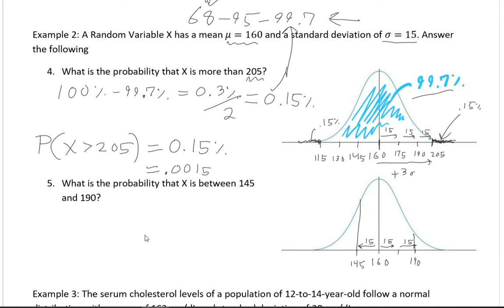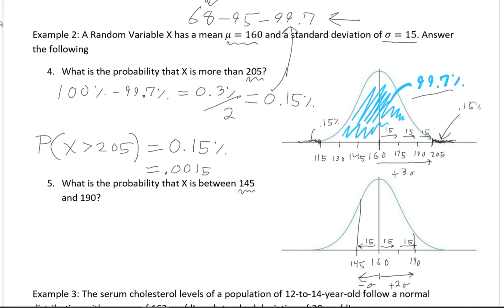There's a little bit of a weird thing here. 145 is 1 standard deviation down, so minus sigma, whereas 190 is plus 2 sigma. It's 2 standard deviations above. That means we need to use 2 different numbers. There are a couple different ways of approaching this problem. I'll do one way and then I'll talk about the other one.